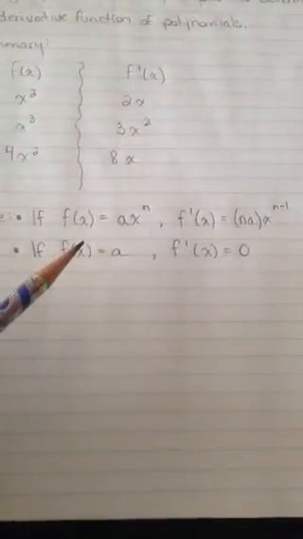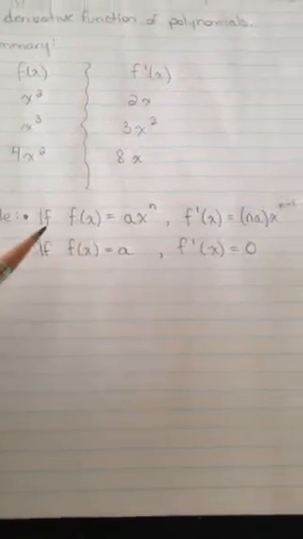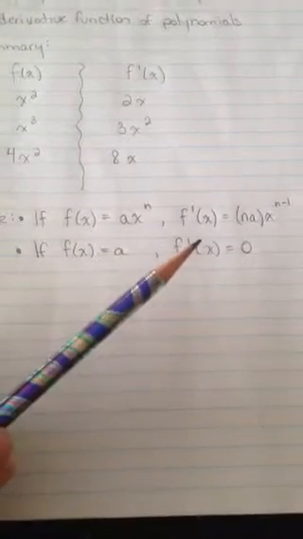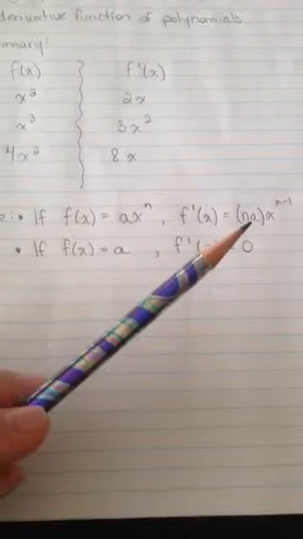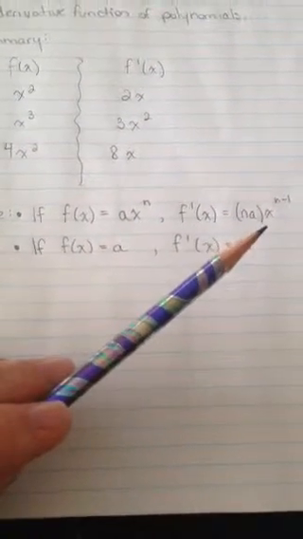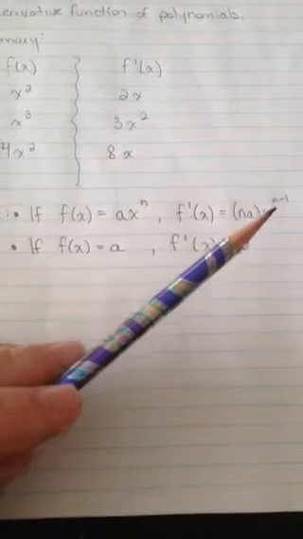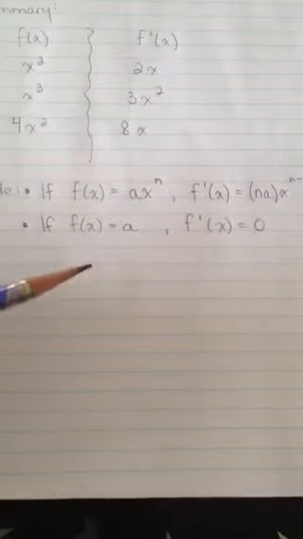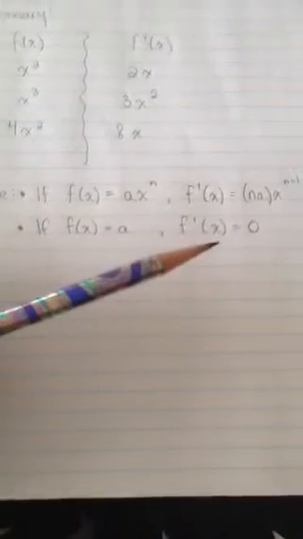So written in rule form, if f of x is equal to ax to the exponent n, the derivative would be n times a, so the exponent times the coefficient, and then you would leave the variable and you're going to reduce the exponent by 1. Now if the function is a constant value, then you know that the rate of change is going to be 0, so the derivative of that function is just 0.